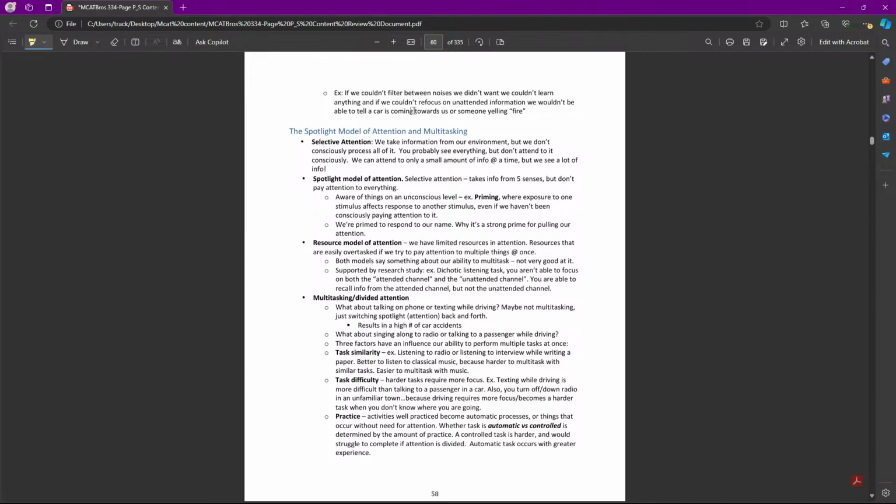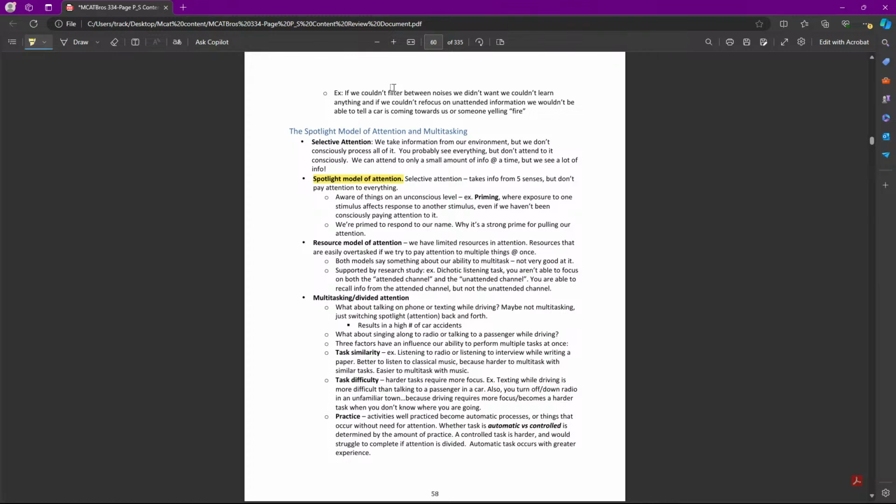We are primed to respond to our name. Why is it a strong prime for pulling our attention? Resource model of attention. So, spotlight model of attention, before we move on, is like certain stimuli are a priming factor that would promote us to respond to or pull our attention to that significant detail.